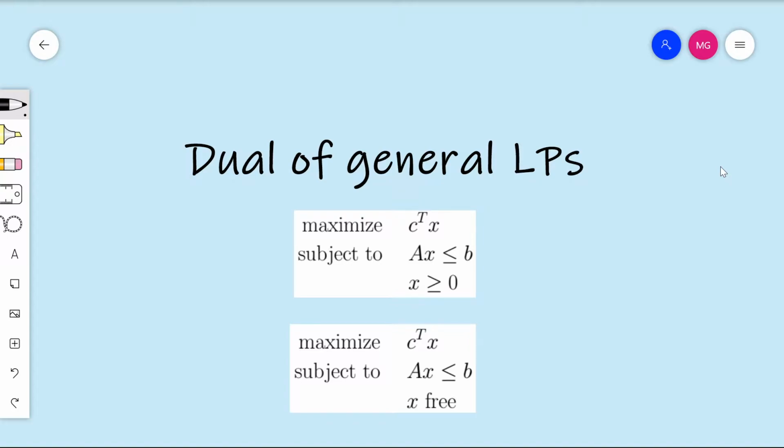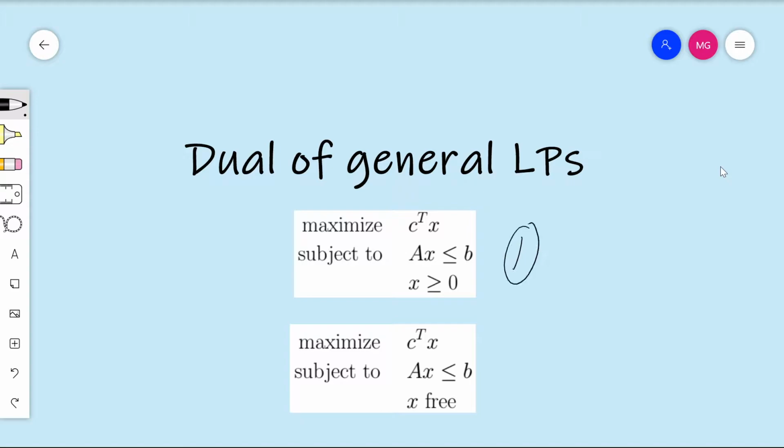Hi, welcome to this video on linear programming duality. In this video, we're going to see how to take the dual of a general linear program that's written as a maximization problem. So we already know how to do this in the case that the linear program is in standard equality form. We're going to see how we do this in more general linear programs now.